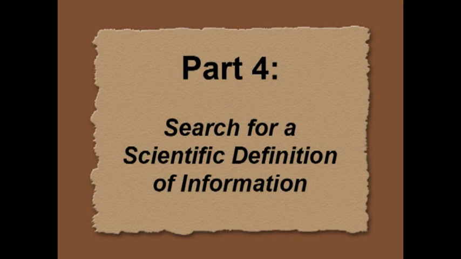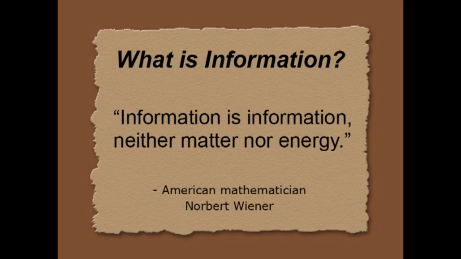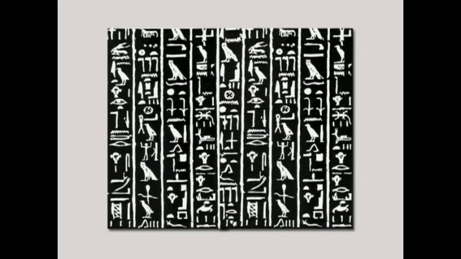Now we will find a definition of information, a scientific definition. What is information? The American mathematician Norbert Wiener said, information is information, neither matter nor energy. It's a very good statement. He said information is not matter, and information is not energy. But he didn't tell us what it is. And that's what I want to show you now. On this picture, you see different signs, and my question is: is it information? And the answer is, it could be, but it could also not be.